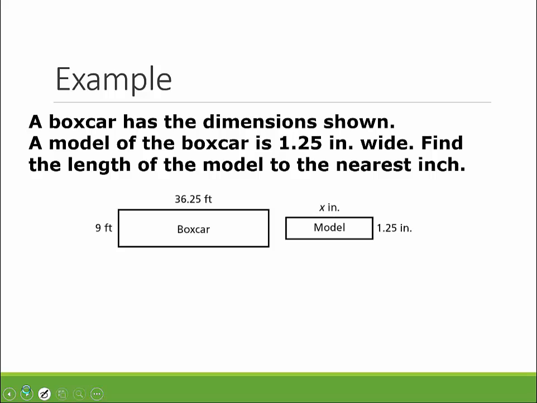So we're going to set up a ratio and then turn it into a proportion. The regular boxcar is 9 by 36.25. That matches up with the model by 1.25, which has to be the same as x. And then remember, we can find our cross products.